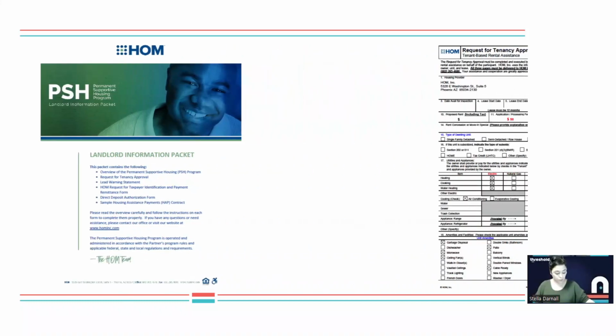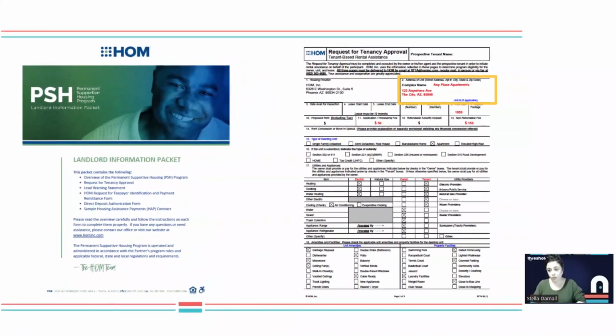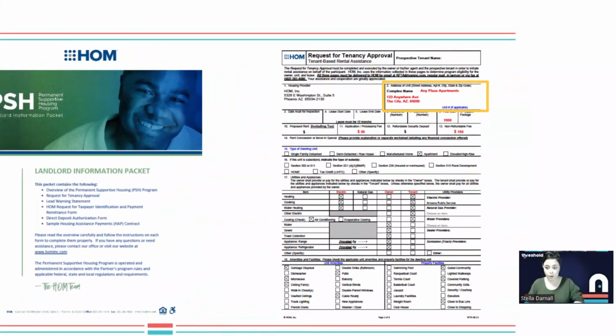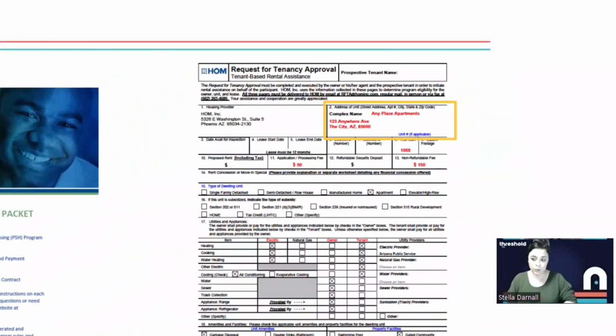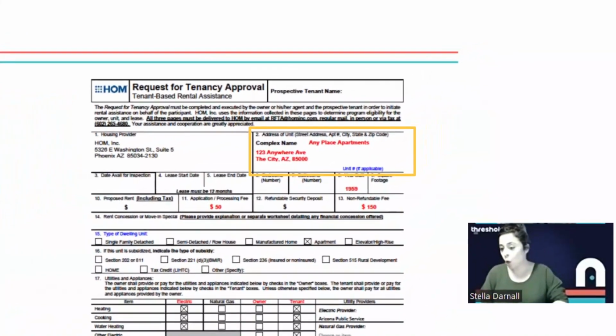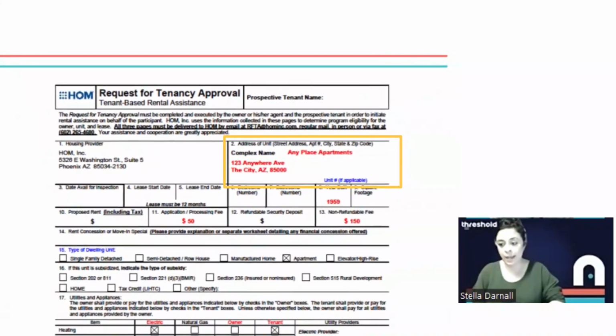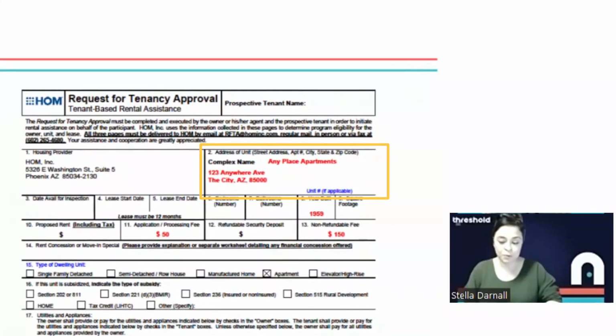This is the first page of the RFTA that you see on the screen right now, and this is everything that has to do with the unit that you're renting out to your tenant. So at the beginning of the section, you want to put in the information of the actual property itself. Under number 2, the address and the unit, you want to make sure if it is a complex, you put the complex name. If it's a home or a townhome, you're just going to have the address. If there's a unit number, please provide the unit number, so when we do go to inspect, we're inspecting the correct unit.